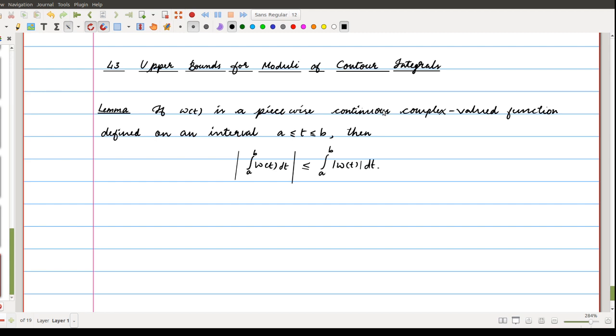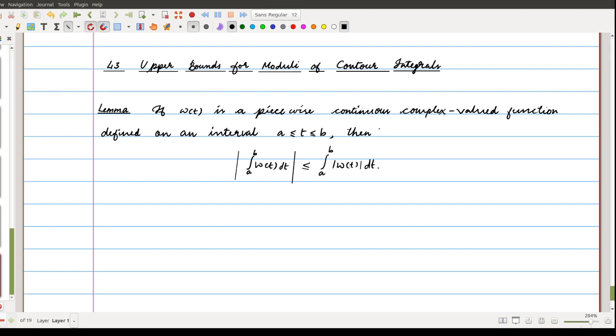To find the upper bound for moduli of contour integrals, we first evaluate an upper bound for an integral of omega of t, that is a piecewise continuous complex valued function defined on reals, or in particular in a closed interval. So first of all, we prove this lemma to obtain the upper bounds for moduli of contour integrals.